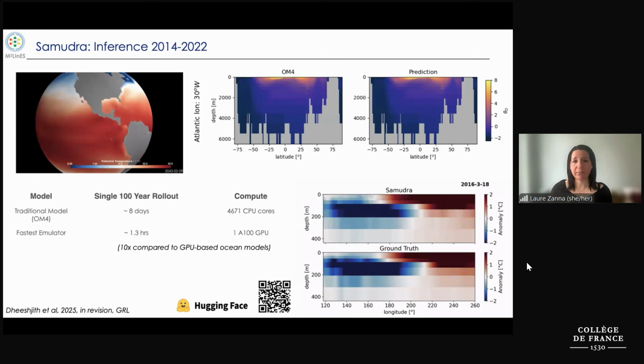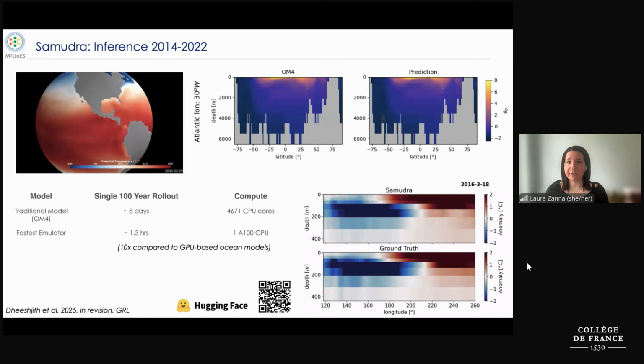So now let's compare, right? Because the goal was to try to do something that is faster than the original model, because you still need the original model to actually predict it. So we had 8 days on 4,671 CPU cores, and now our fastest emulator takes about an hour and a half on one A100, a single GPU. So now you can see the opportunity this can open, where you can actually emulate, in a reduced-order way, your original climate model, in this case the original ocean model, a lot faster than you could before. And when we compare it to one of the fastest GPU-based ocean models, it's still 10 times faster, right? So there is really something substantial here.